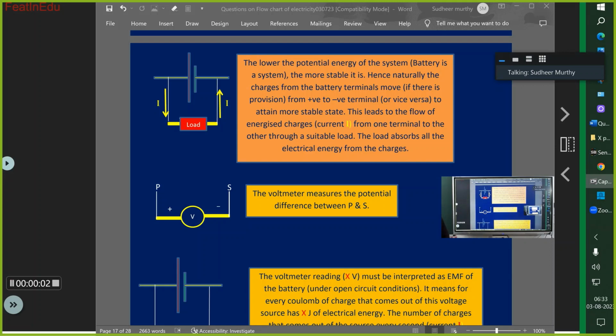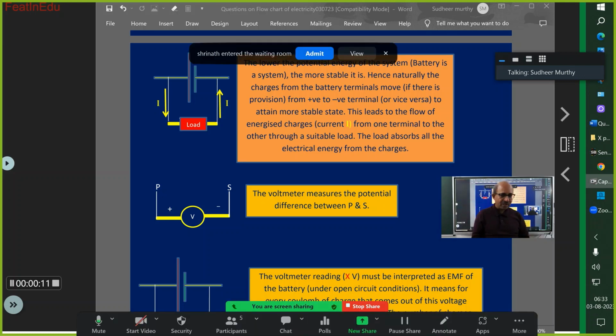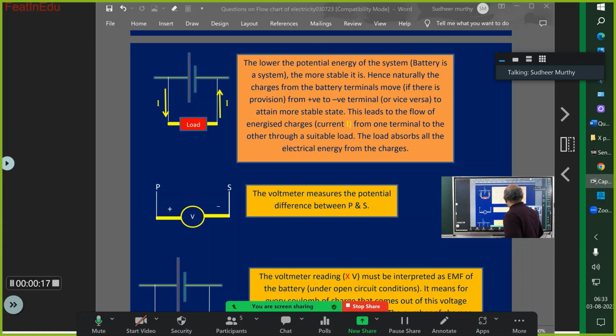All of you have read what is written on the board? Yes. So now some of your questions, like from a battery, how many charges go out, what controls it, and all those things will be answered today.